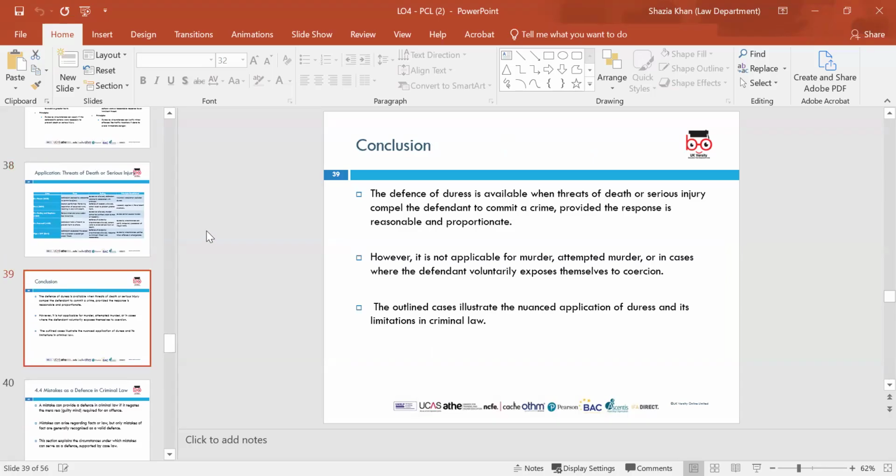In conclusion, the defence of duress is available when threats of death or serious injury compel the defendant to commit a crime, provided the response is reasonable and proportionate. However, it is not applicable for murder, attempted murder, or in cases where the defendant voluntarily exposes themselves to coercion. The outlined cases illustrate the nuanced application of duress and its limitations in criminal law.